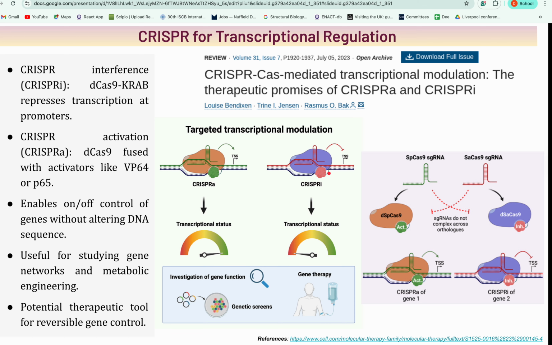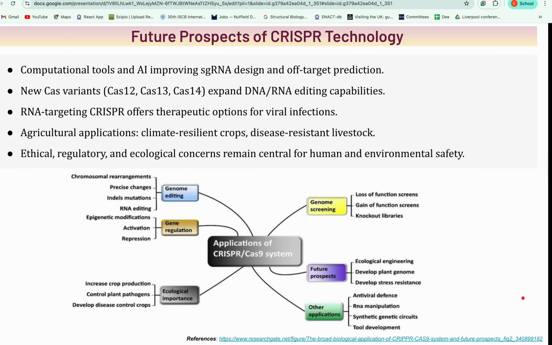Whereas if we use the KRAB domain along with dCas, then it leads to CRISPR interference or inhibition, which leads to the suppression of the transcriptional process. So the rate is as low as possible. In this case, the gene is not getting transcribed. No RNA is getting synthesized. So it is leading to inhibition. Okay, a similar thing is mentioned here, activator and inhibitor. In the activator, transcription will take place. In the inhibitor, the transcription will not take place.